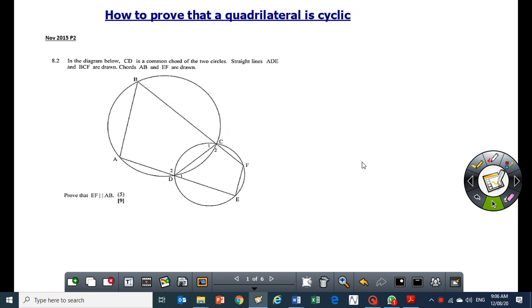Yesterday I did a question where I proved that a quadrilateral is cyclic, right? And I used the converse of theorem 4 to prove it. Remember, there are three cyclic quad theorems. Angles in the same segment, and opposite angles of cyclic quads are supplementary.